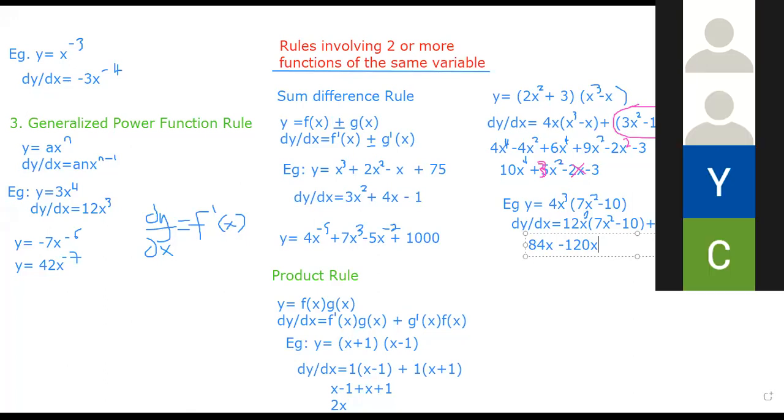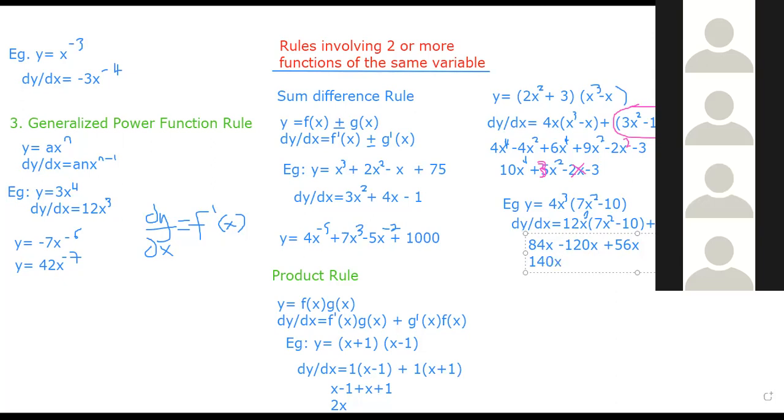Minus 120x to the power 2, plus 14 times 4, 56x to the power 4. Then you add 84x to the power 4 plus 56x to the power 4. What do you get? 140x to the power 4, minus 120x squared. That's all.